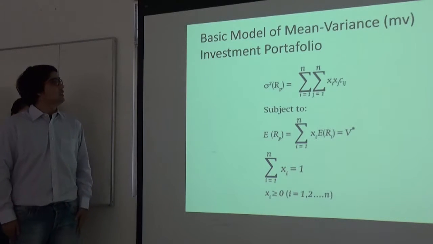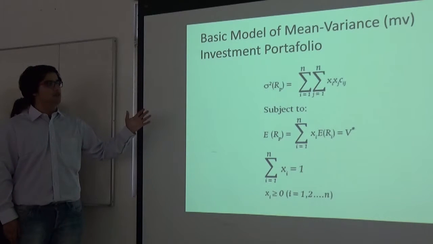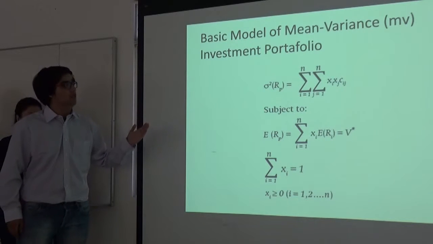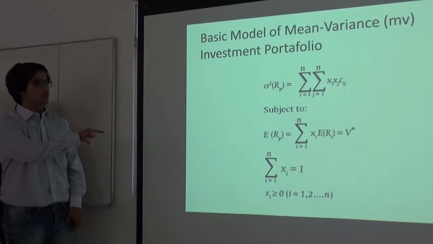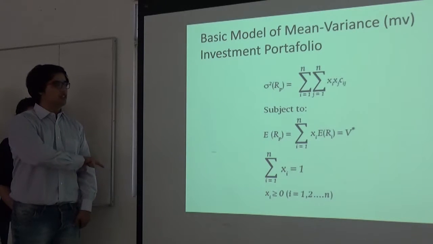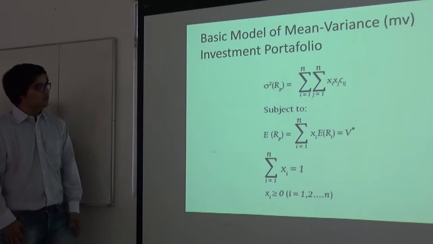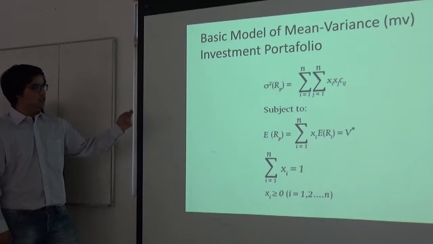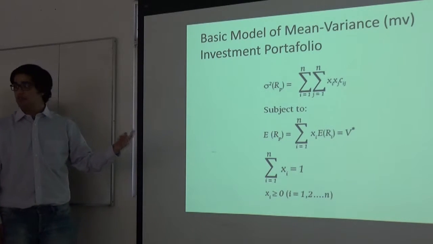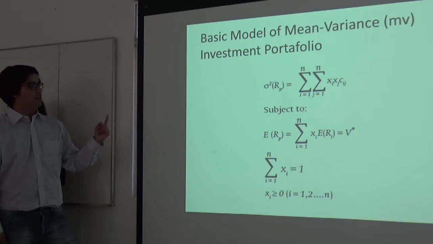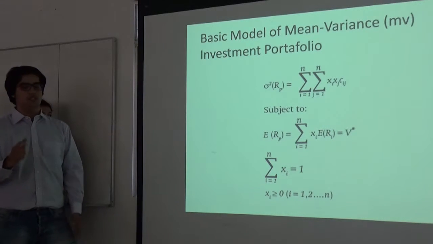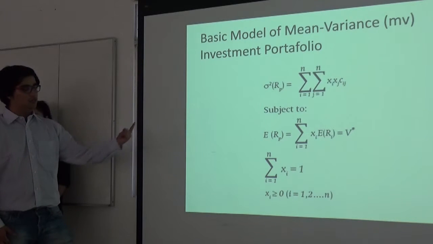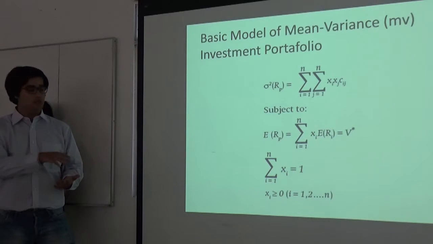The first one is the mean-variance model. The objective function is the variance of the portfolio: the double sum of the proportions and the covariance between crops E and G. The restrictions: the expected return of the portfolio equals the sum of the proportion of each crop times the return of crop E. And the sum of the proportions of the portfolio is equal to 1.